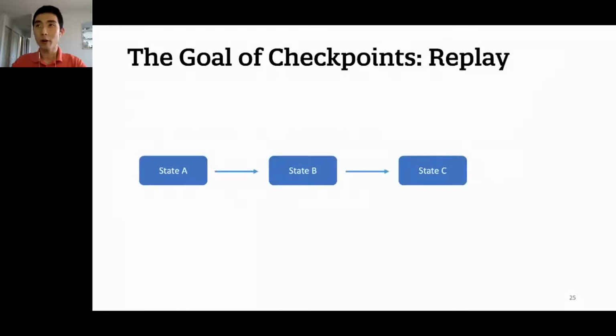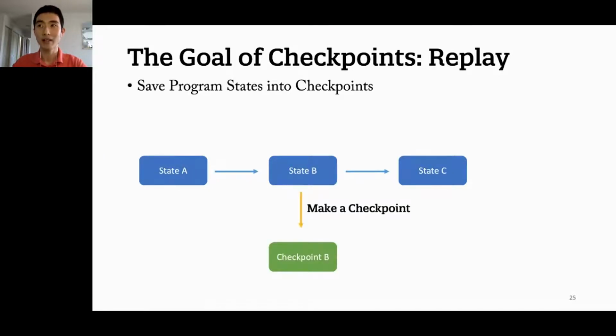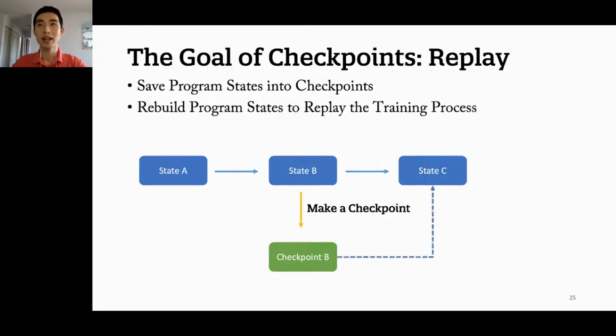The most important goal of making checkpoints is to faithfully replay the program from these checkpoints. For example, suppose the training program transits from state A to state B, and then from state B to C. We make a checkpoint at state B. That is, we save some program states in checkpoint B and hope to resume the execution from it. When we load checkpoint B and continue the execution, we are expecting exactly the same state as state C. That is, we want to replay the training process from checkpoint B. Unfortunately, existing checkpoint techniques for deep learning programs cannot support such faithful replay.